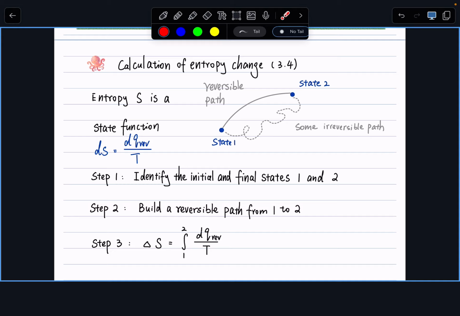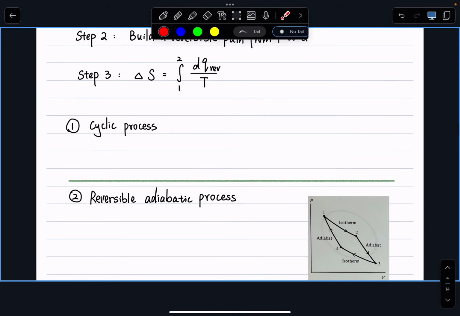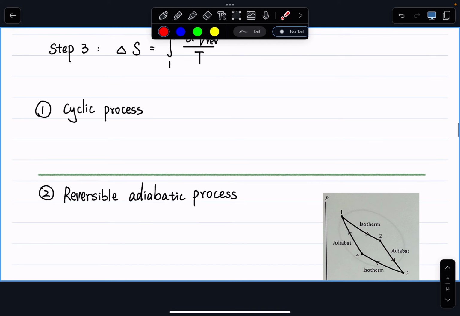So let's see some examples together. We might not be able to finish all of them, but we'll see how far we go. First of all, a cyclic process. What is delta S for a cyclic process? It's going to be 0 because it is a state function. The nature of the state function tells us delta S must be 0.